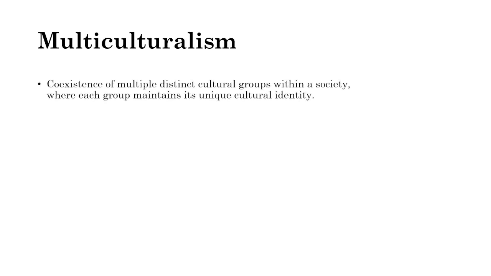Let's do multiculturalism. This is the third term here. This is the coexistence. That prefix multi means many or multiple. So we have multiple cultures. This is just the coexistence. It doesn't have to be the peaceful coexistence, but nevertheless, the coexistence of multiple different distinct cultural groups within a society, where each group will maintain its unique and distinct cultural identity.